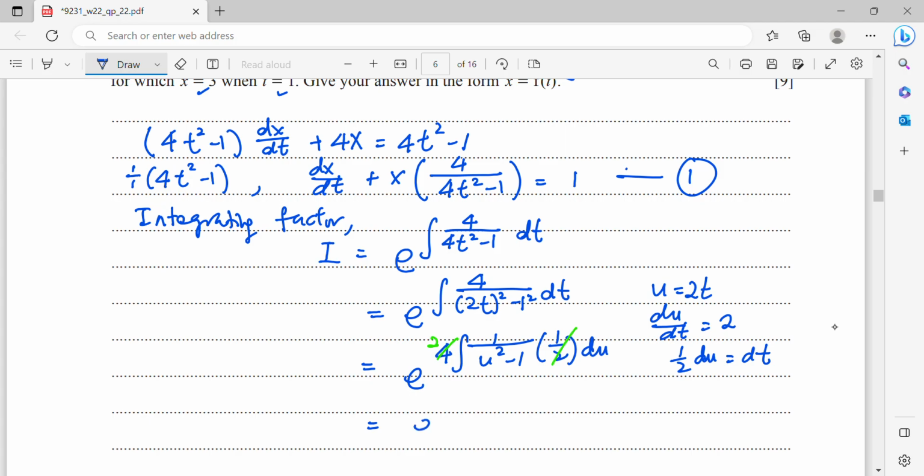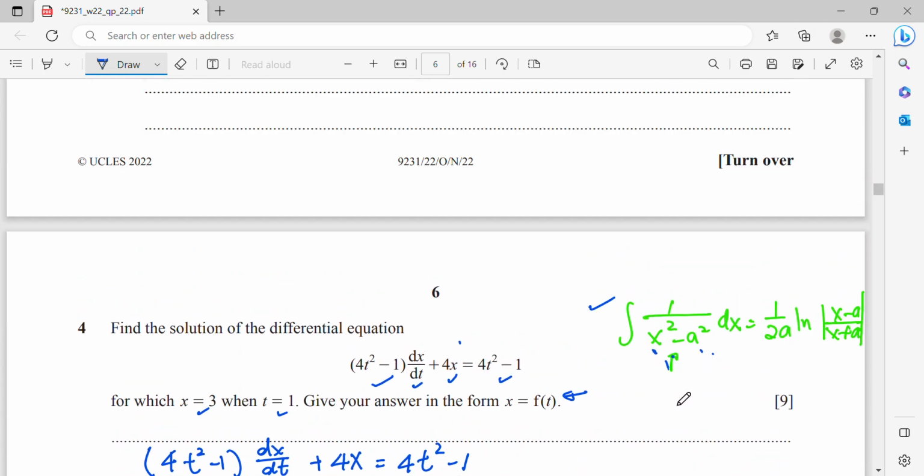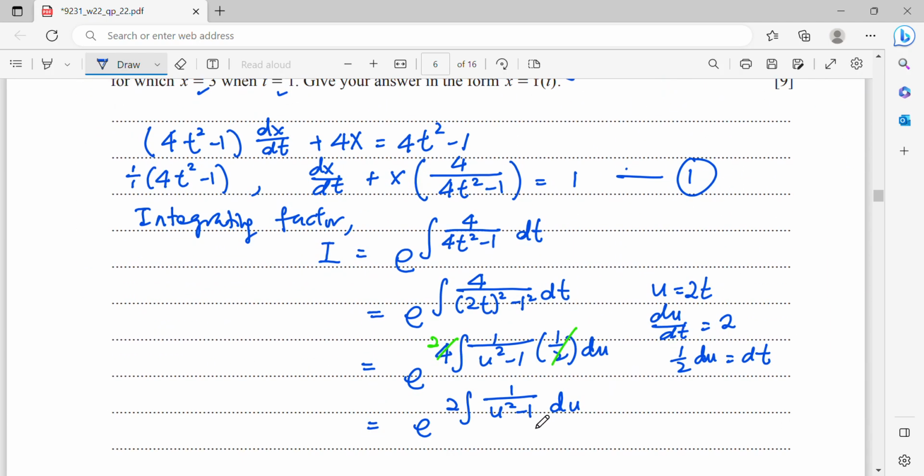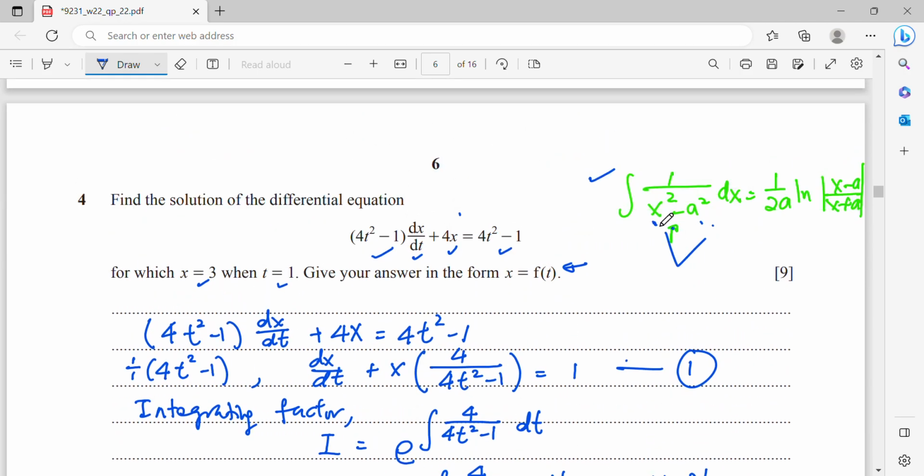So here we have e to the power of 2 integrate 1 over u squared minus 1 du. When you compare, 1 over u squared minus 1 du is the same as integrate 1 over x squared minus a squared dx, which means my a is 1. So when you compare, my x becomes u. When I replace it here, I will get 1 over 2a, so a is 1 means 1 over 2 ln of u minus 1 over u plus 1 according to this formula.